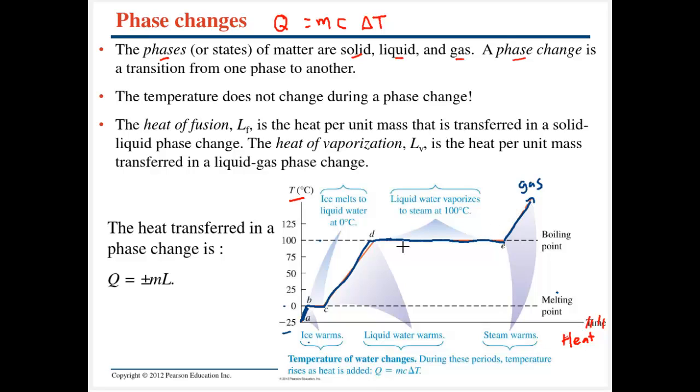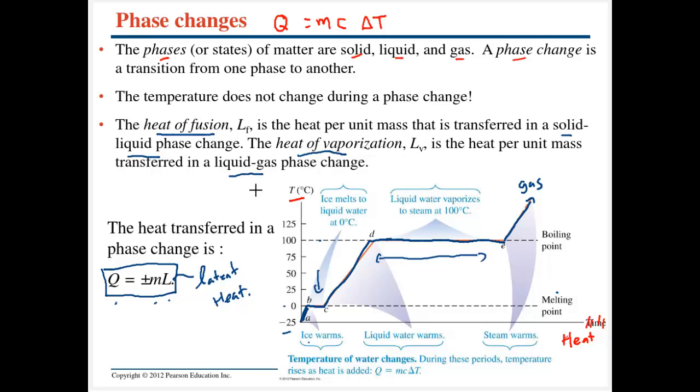This amount of heat we have to add during this phase and that phase right there is characterized by this very important equation right here that says the heat is going to be equal to the mass of the substance you're adding the heat to, multiplied by this L right here, which is going to be called the latent heat. This latent heat will be called the latent heat of fusion when we're doing a solid to liquid phase change, or the latent heat of vaporization for the liquid to gas phase change.